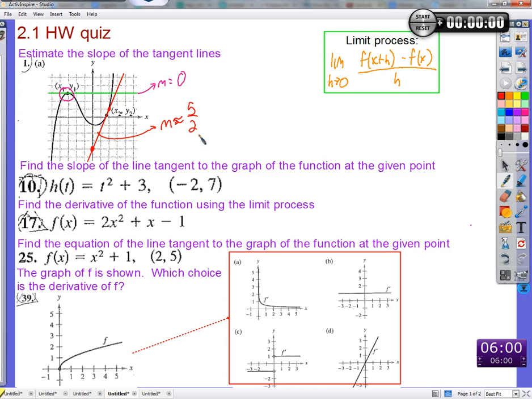If you got two, that would be good. Like if I did use this point, it looks like I move down about 2 and over 1 and get to a similar place. So that's pretty close. And I think 5 halves is probably more accurate.